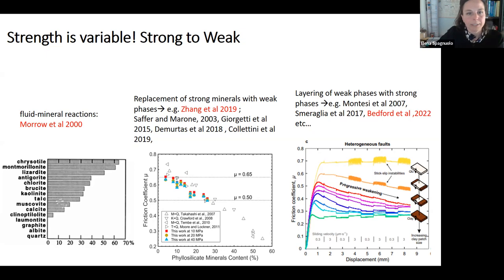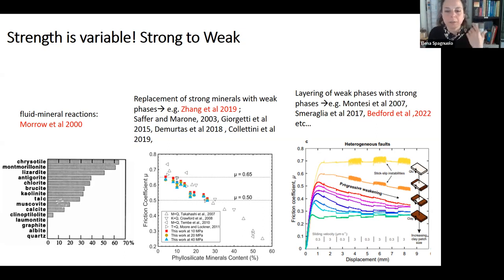Then we have other examples saying that, for example, during the deformation, you might have the replacement of strong minerals with weak phases. This is an example from Zhang et al. in 2019, but we have plenty of other papers suggesting the same. So the friction coefficient reduces as soon as you introduce phyllosilicates inside the sample.